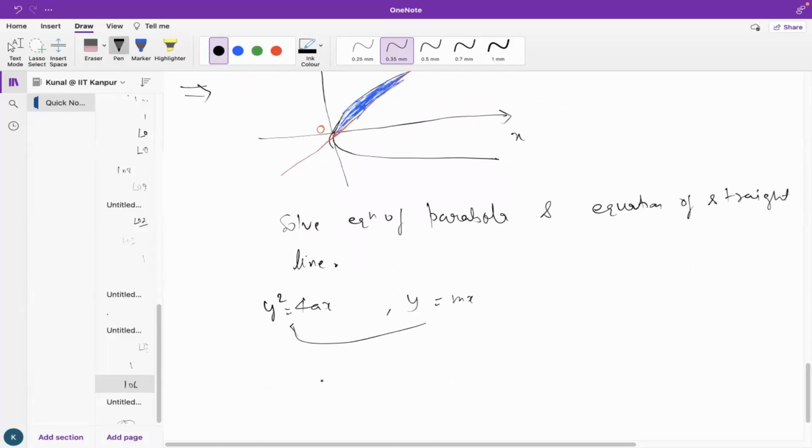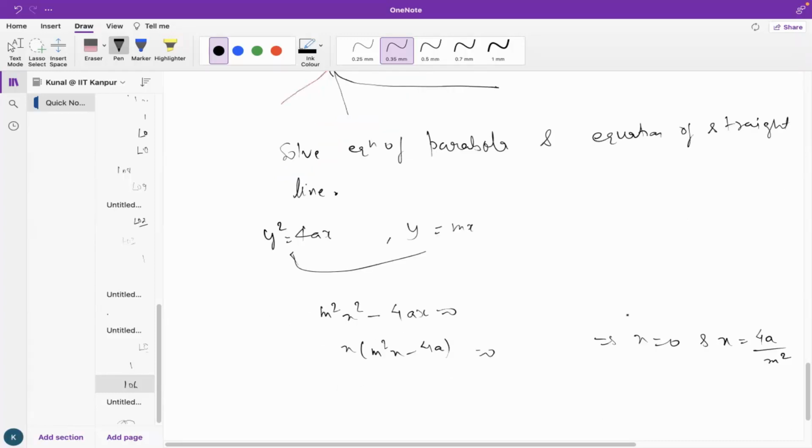So what we will get? We will get m square x square minus 4ax is equal to 0. So what we will get? We'll get x(m square x minus 4a) = 0. So one value we will get x is equal to 0, and the second value is x is equal to 4a by m square. So these are the two values, or we can also say that this is our lower limit and this is our upper limit.